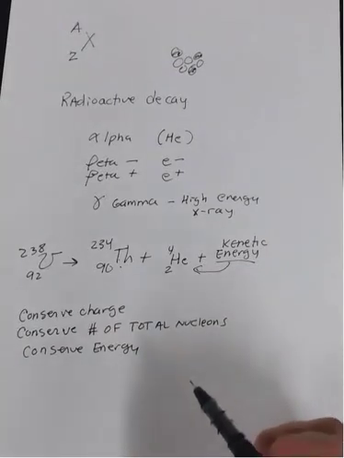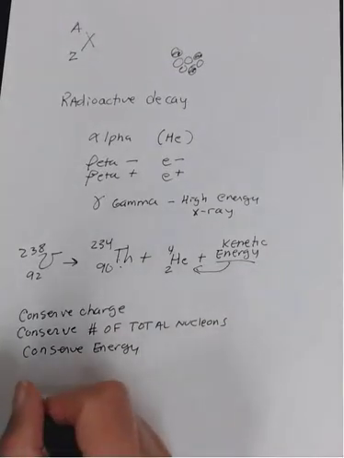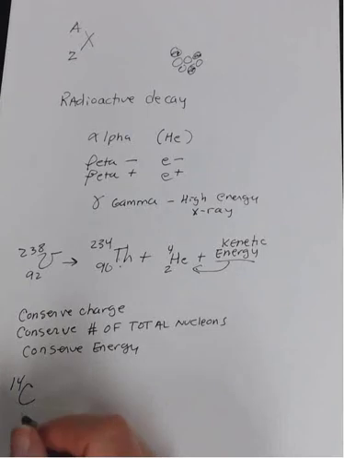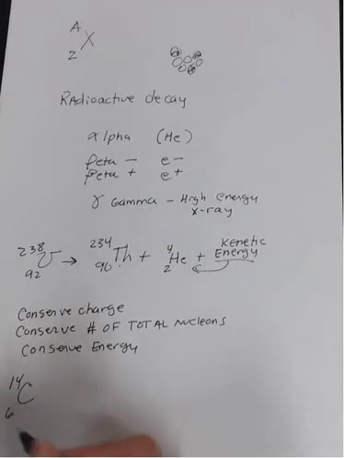So let's look at another decay example. Let's look at carbon-14, which is a pretty rare isotope of carbon.